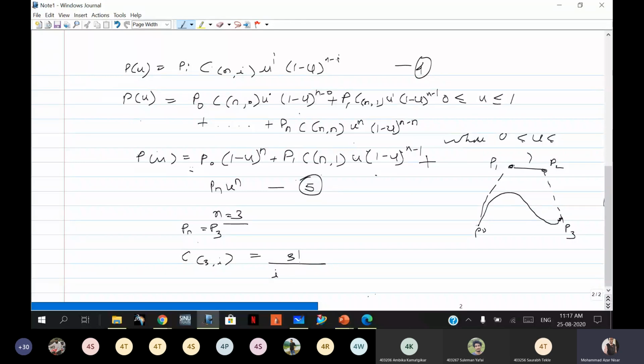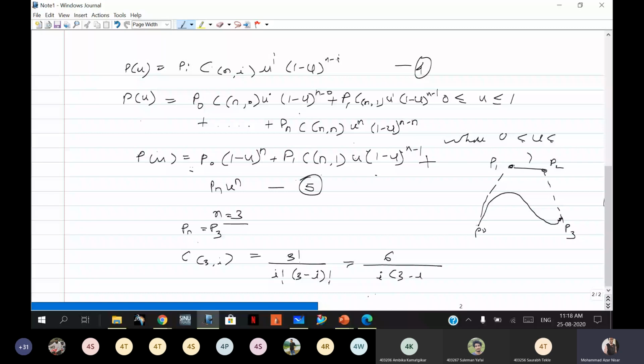So now we have to take n equal to 3. So first i factorial, then (3 minus i) factorial. After solving this, you'll get 6 by i factorial in bracket (3 minus i) factorial.